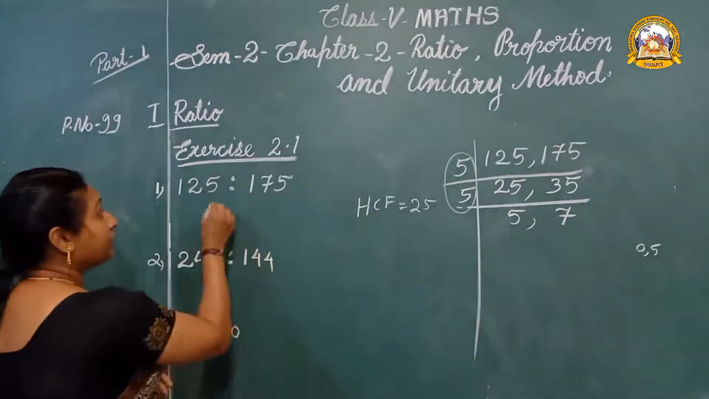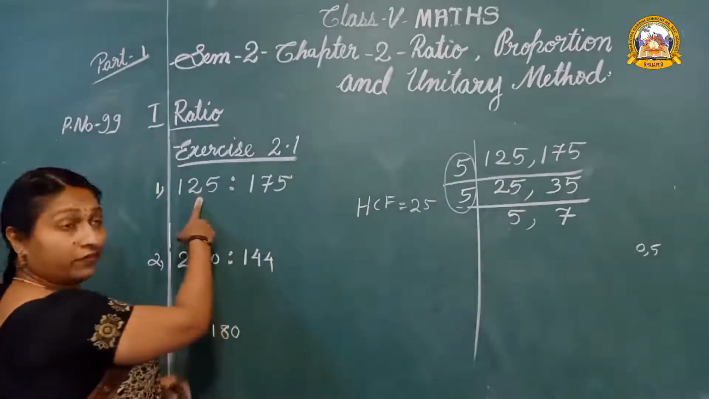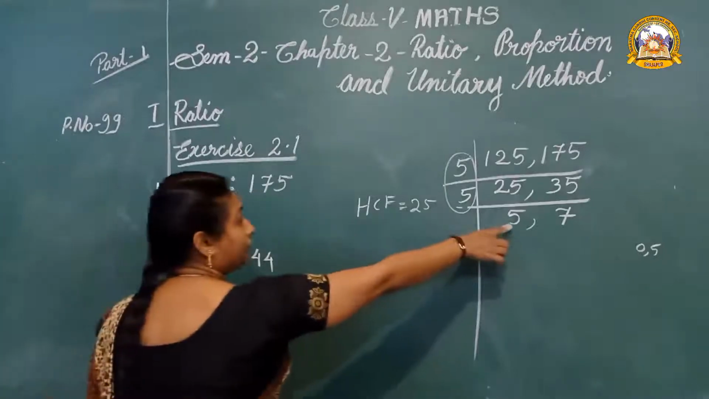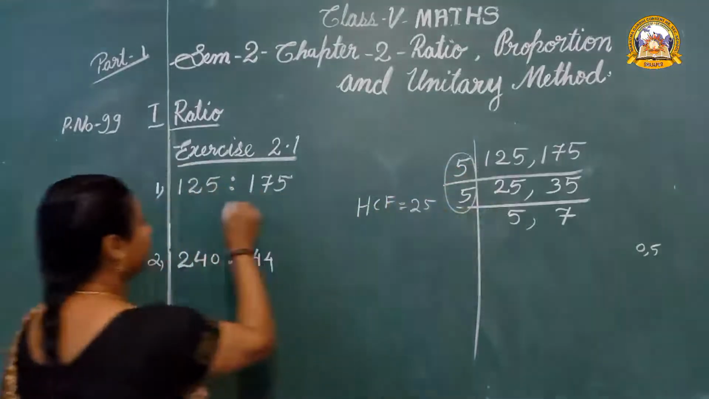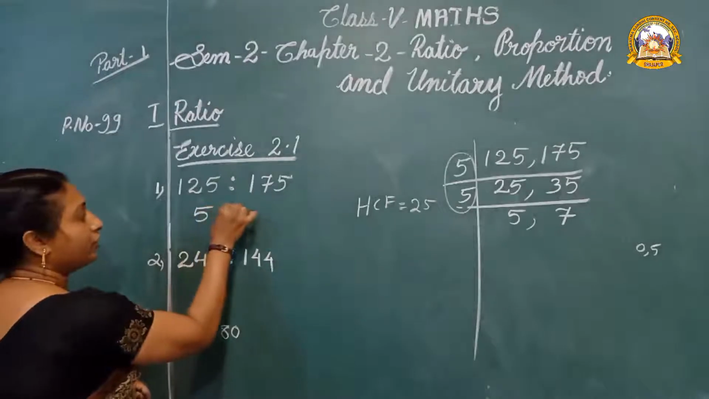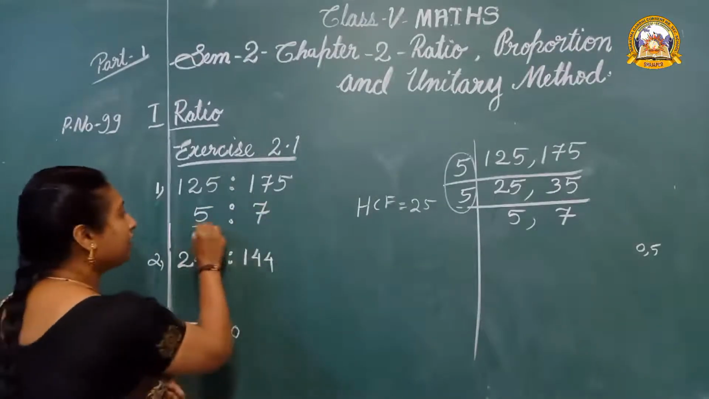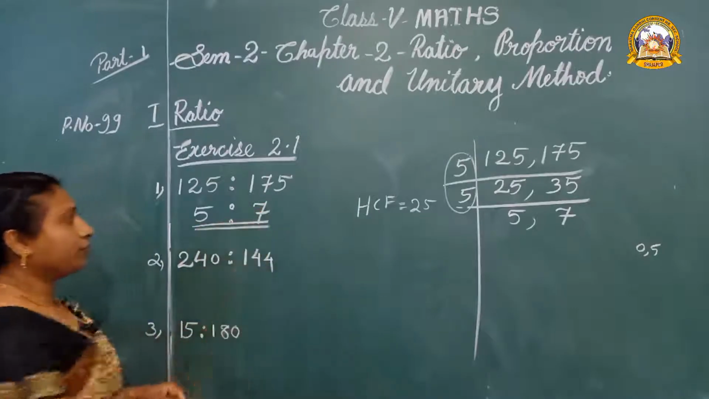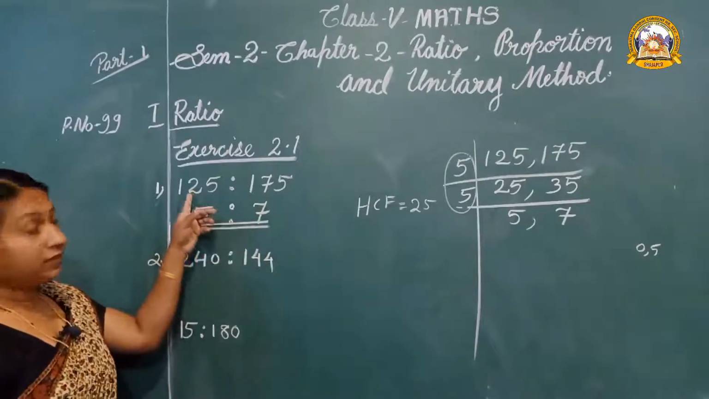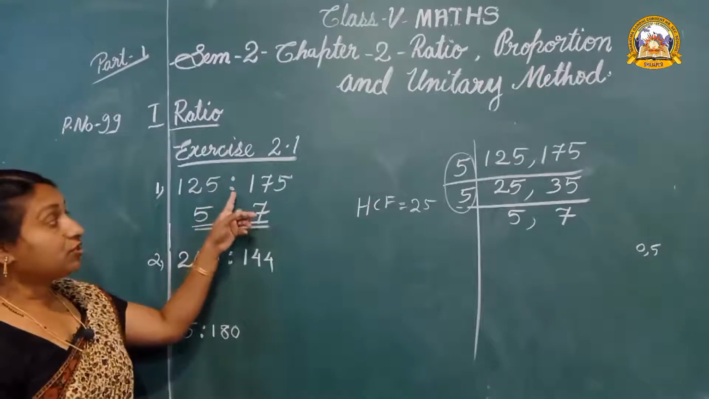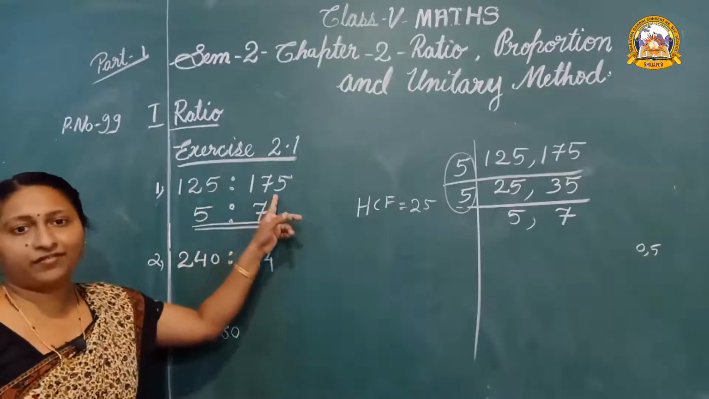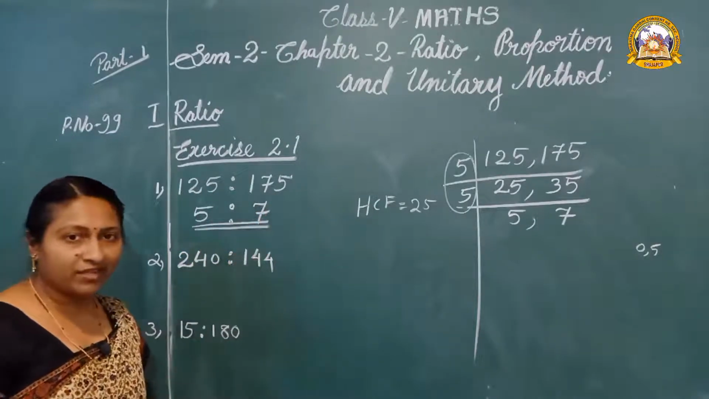How can we write it? Under 25, we can write this 5 because that is the first number. 5 is to 7. It is the simplest form of 125 is to 175. Can you get it?